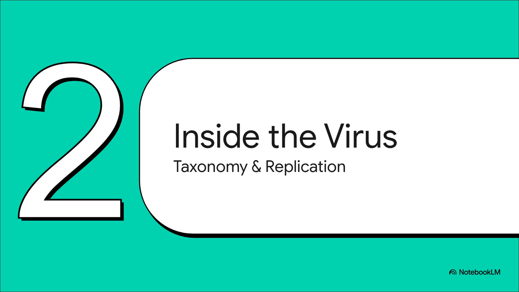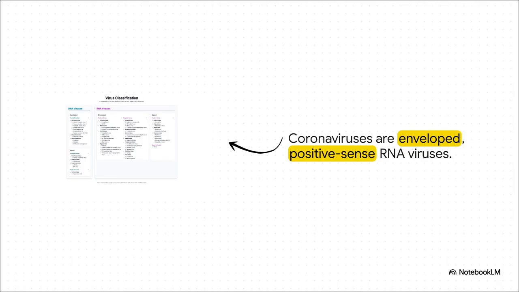Okay, on to Section 2. Let's get into the nitty-gritty inside the viral machinery. We're talking taxonomy, structure, and replication. What really makes these viruses tick. So, at a high level, coronaviruses are enveloped, positive-sense RNA viruses. Taxonomically, they belong to the family Coronaviridae. But here's the key thing for us. All the human pathogens we deal with are in just 2 genera, the alpha coronaviruses and the beta coronaviruses.